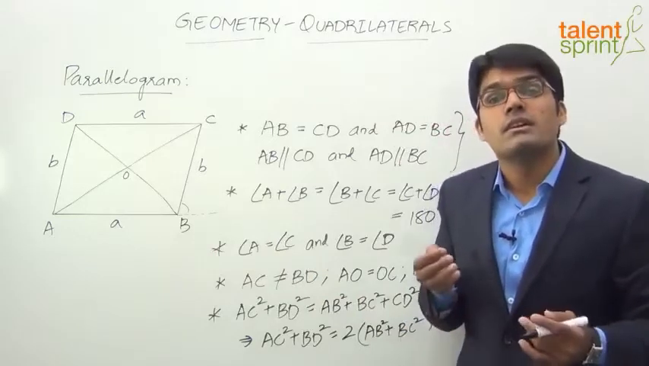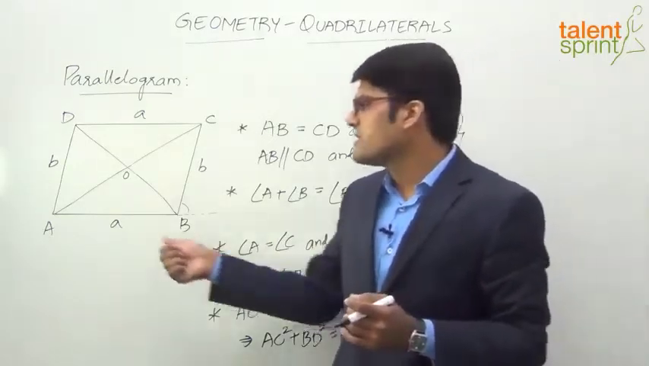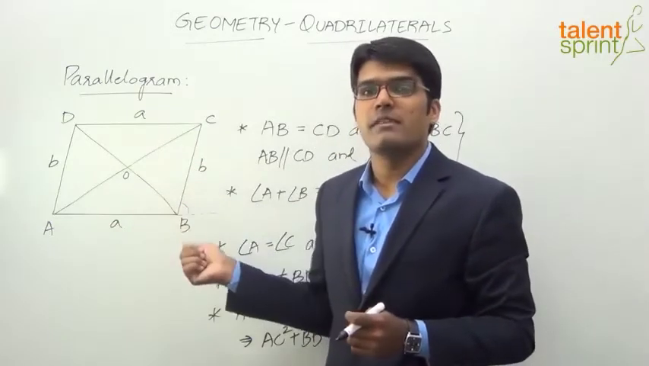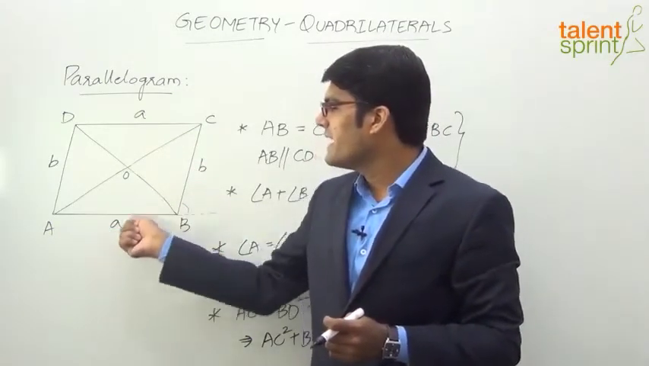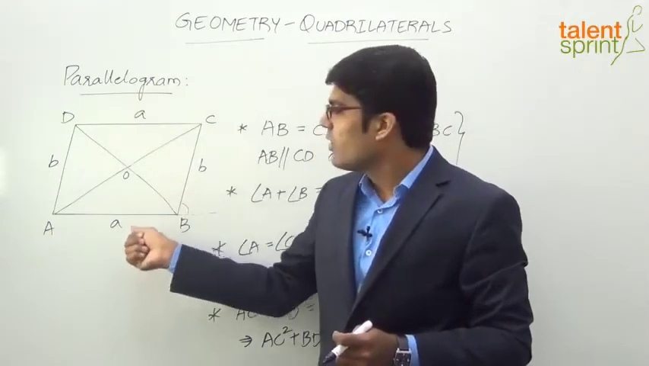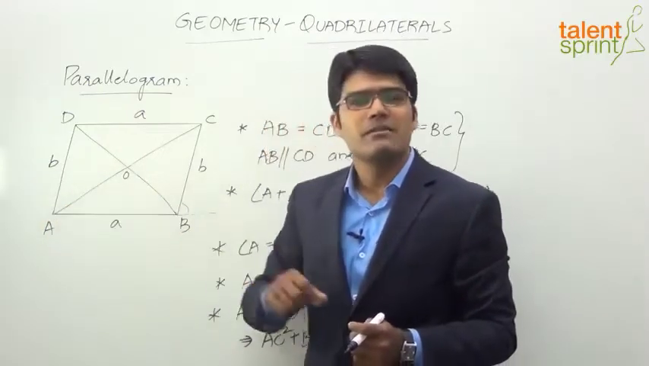When it comes to the area of a parallelogram, the area is nothing but the product of two adjacent sides into the sine of the angle between them. So the area of this parallelogram can be taken as AB into sine of angle B, right? Or AB into sine of angle A, right?